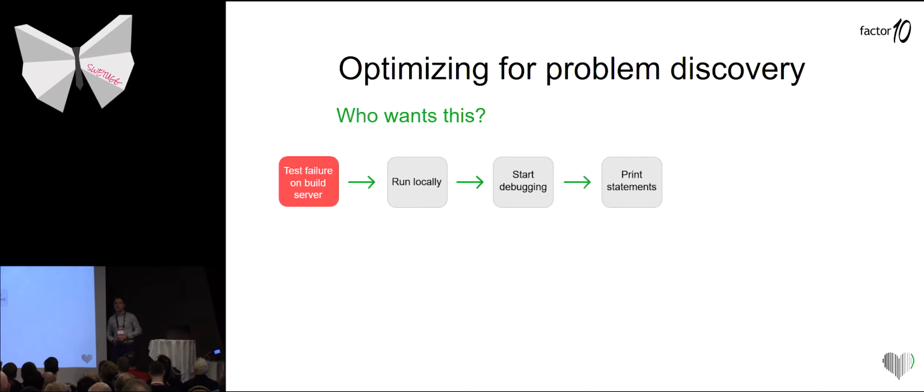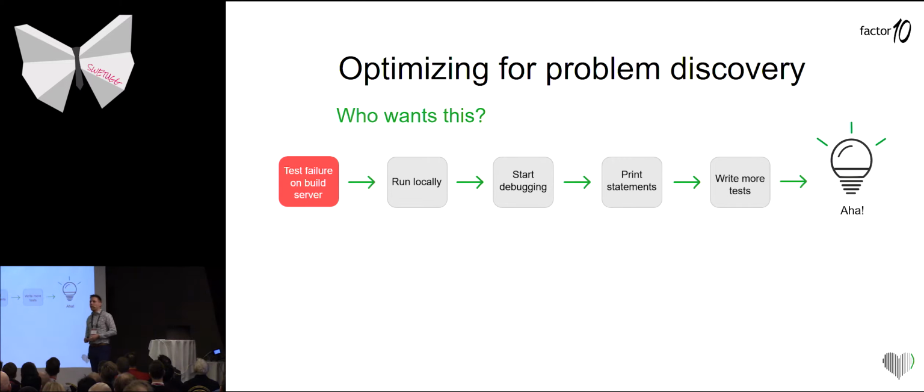Maybe we add some print statements. Who here has forgotten those print statements in the code, and then you have them popping up everywhere? Not me, of course. And then perhaps we write some more tests to pinpoint the problem. And then now we know what the failure was. Now we can fix it.